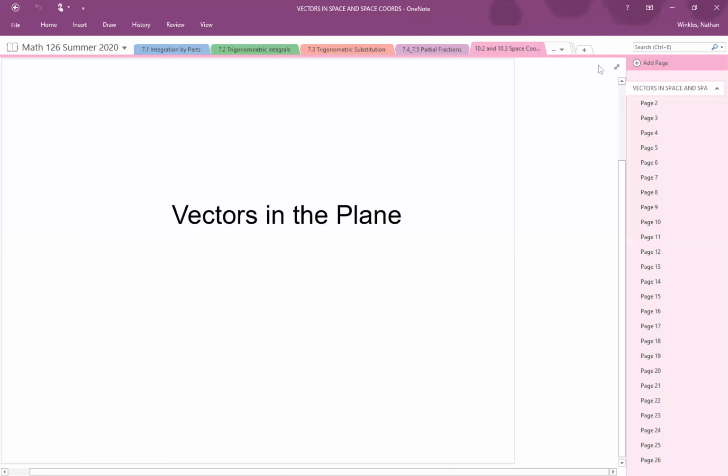All right, so now we can talk about vectors in the plane. In this section, we're going to have a lot of definitions before we get to working some of our problems. We've got to set a foundation for vectors, what we can and what we cannot do, and then we're going to work out some problems.